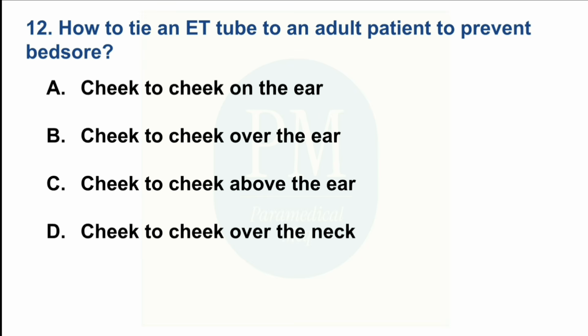How to tie an ET tube to an adult patient to prevent bedsore? Option A, cheek to cheek on the ear. Option B, cheek to cheek over the ear. Option C, cheek to cheek above the ear. Option D, cheek to cheek over the neck. The correct option is option C, cheek to cheek above the ear.